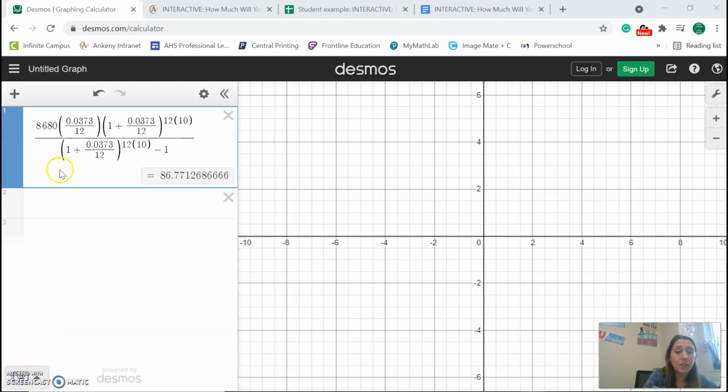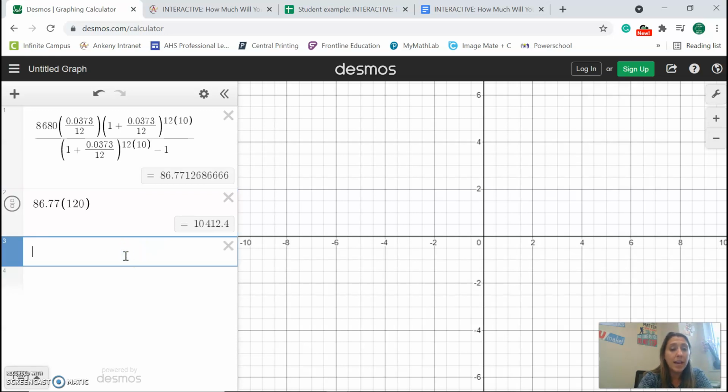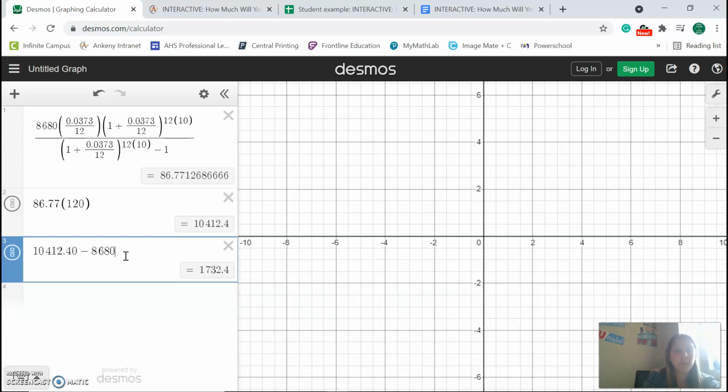So if we do that, you're going to want to write this in your notes. You want to put this exact same thing in your notes. So if we do that, then he pays $86.77 a month. But again, we want to multiply that by 120, and that gives us the total amount paid, $10,412.40. And then we need to subtract the principal to figure out how much interest is paid over the 10-year period, so 8680. So we end up with $1,732.40. So make sure you put all of this in your notes.